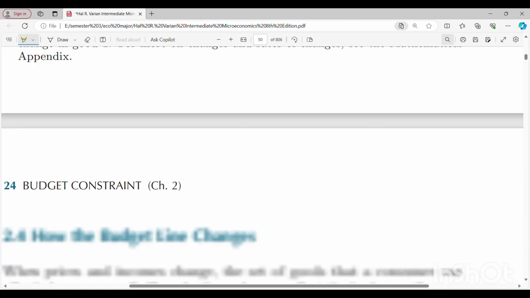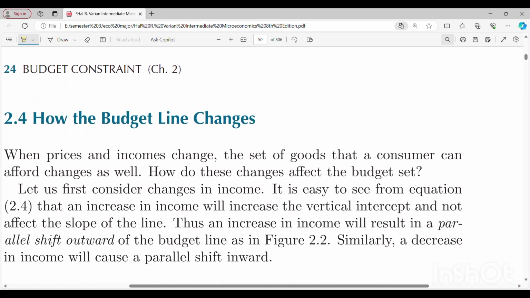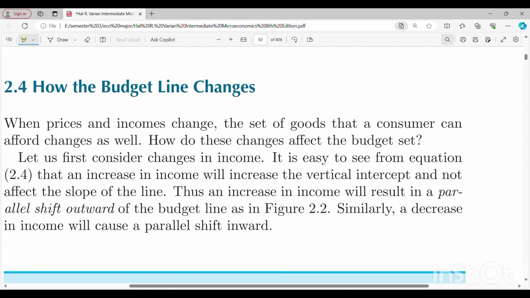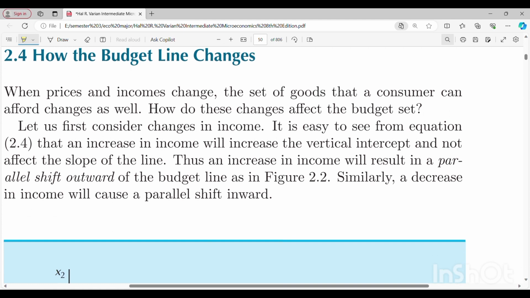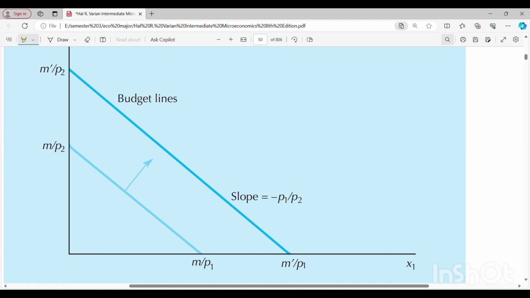Next is how the budget line changes. With this, concluding this class. So it is very easy. I'll just take the graph and see. So if your income is increased, change in income. First we can talk of change in income. The impact brought by change in income in a graph.